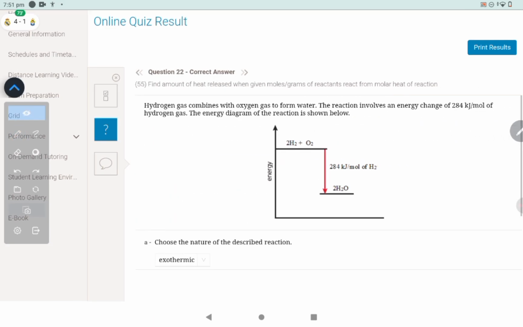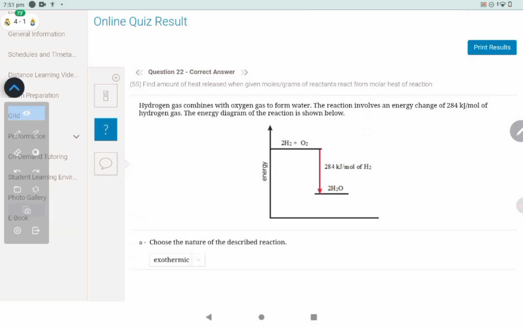Okay, next one. Hydrogen gas combines with oxygen gas to form water. The reaction involves an energy change of 284 kilojoule per mole of hydrogen gas. The energy diagram of the reaction is shown below. Choose the nature of the described reaction.